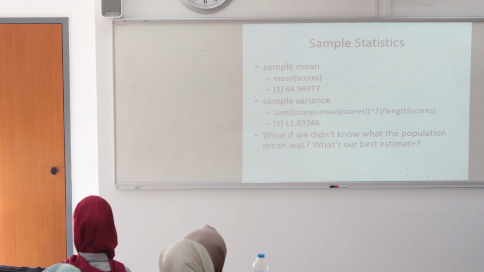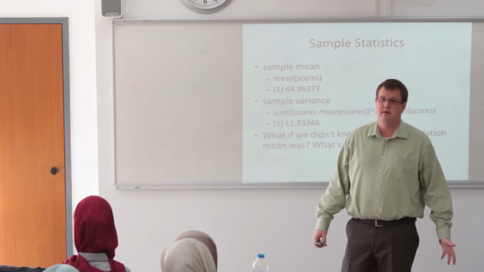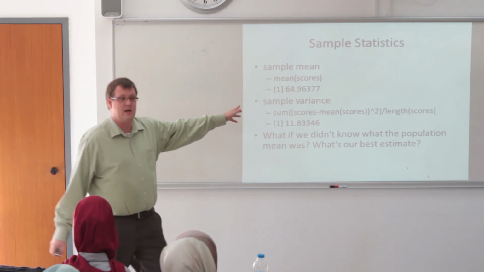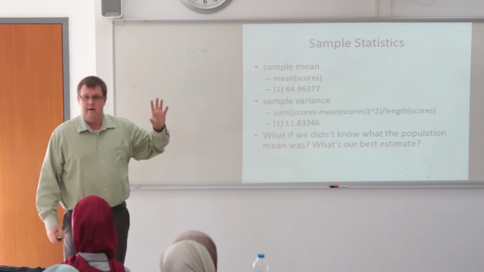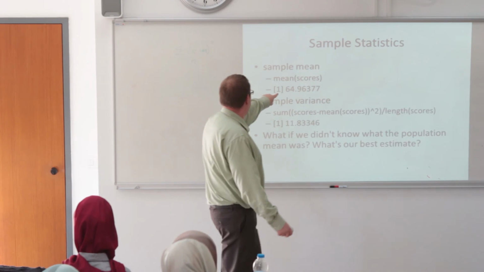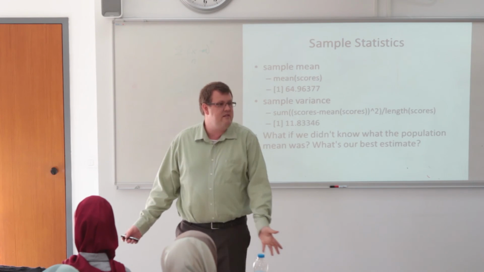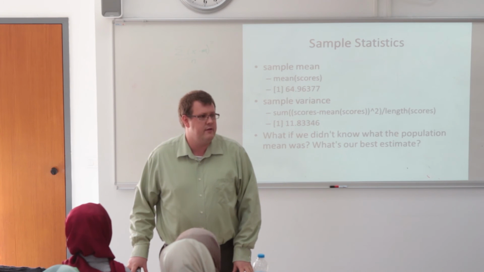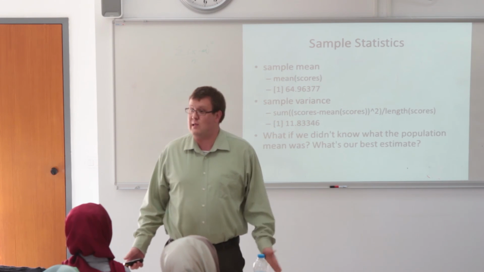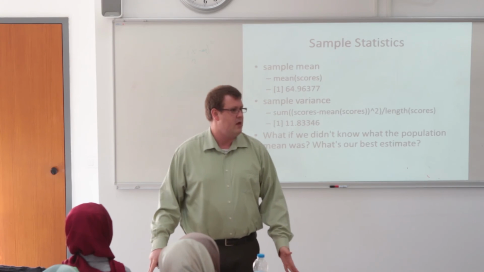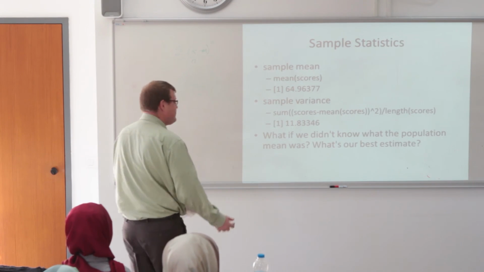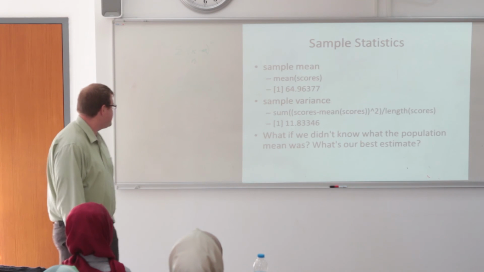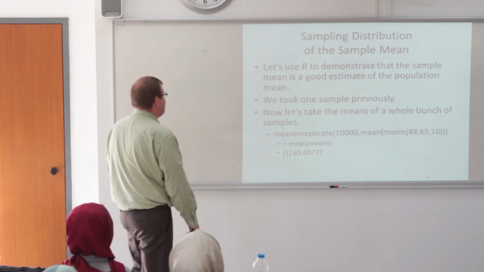Now, what if we didn't know what our population mean is? What's our best estimate? So what do I say is our best estimate of the population mean? The sample mean is the best estimate of the population mean, right? Now, the sample mean here is 64.96377. Probably goes on more. Is that 65? It's pretty darn close, right? If we took a larger sample, we should probably be even closer. But there's going to be some variability, right? So the sample mean is our best estimate.